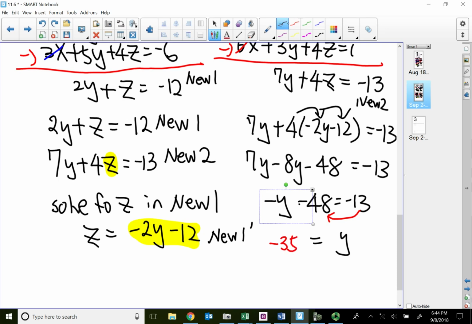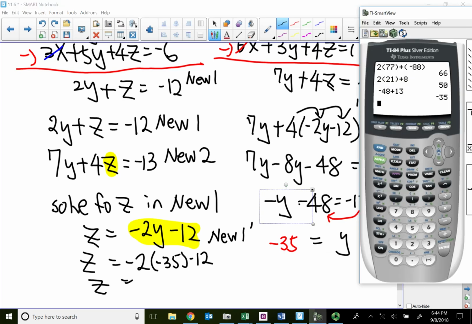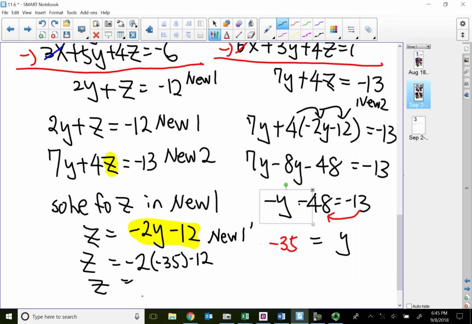All right, now I'm going to sub my y equal to negative 35 back into my new 1 prime so I can find z. So my z is negative 2 times negative 35 minus 12. So z equals negative 2 times negative 35 minus 12, that's 58. All right, so I got y and I got z.